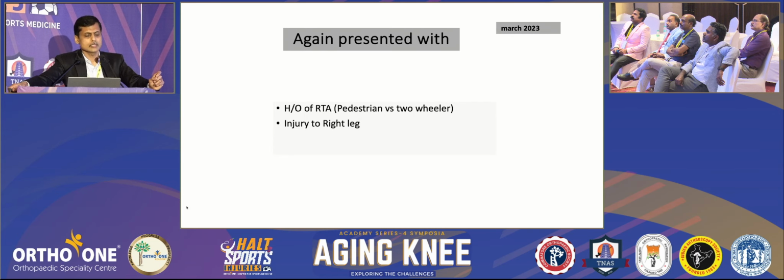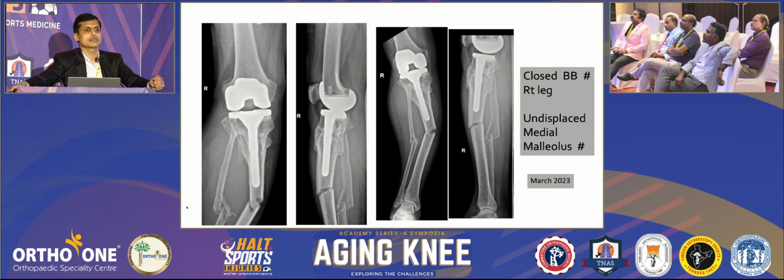After 1 year, he again had an RTA, a two-wheeler versus another vehicle. There was injury to the right leg, and this was the one. Obviously you have to treat it like a normal tibia fracture. You can't do nailing. The implant is stable, I feel. The implant is good, looks stable. So simply treat it like a periprosthetic fracture.